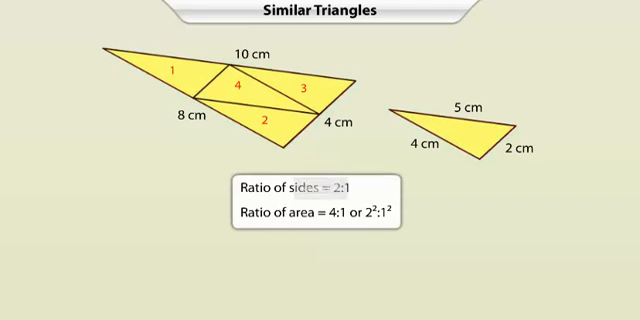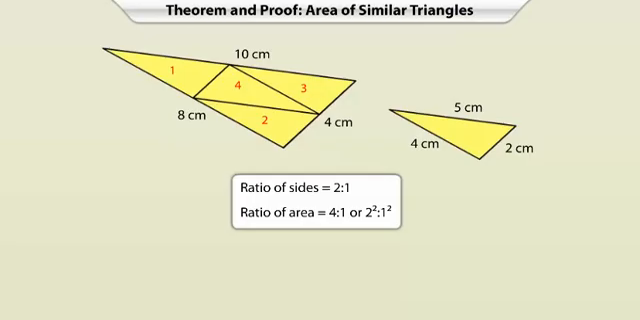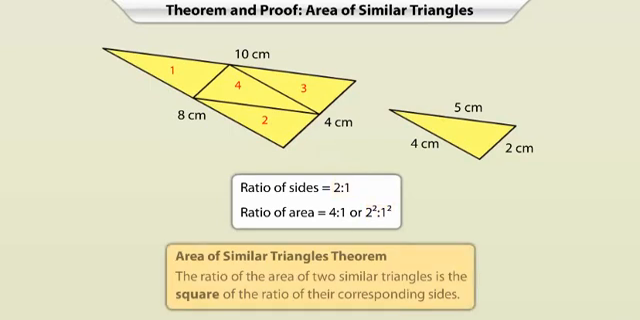This tells us that when the sides of one triangle are twice the length of another, the area of the larger triangle is 4 times the area of the smaller triangle. To generalize, we can say that the ratio of the area of two similar triangles is the square of the ratio of their corresponding sides. This is known as the area of similar triangles theorem.